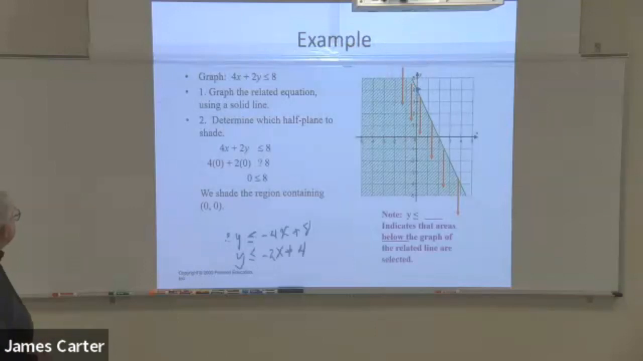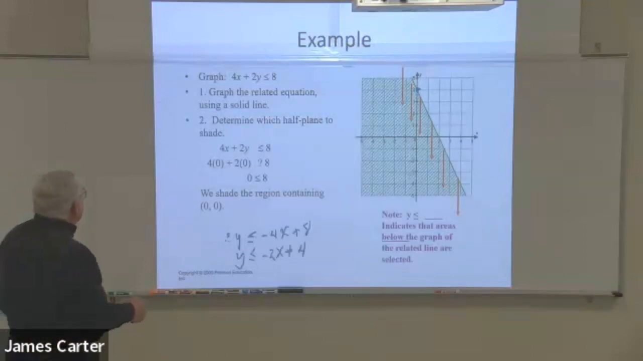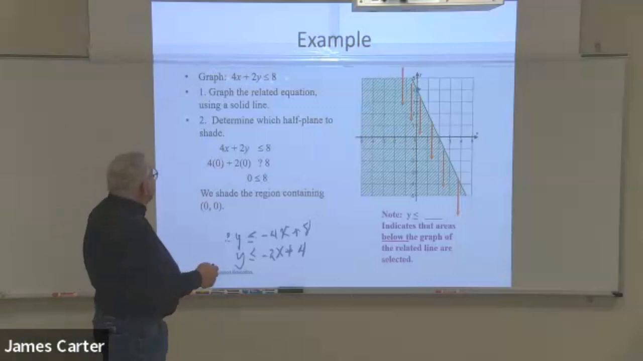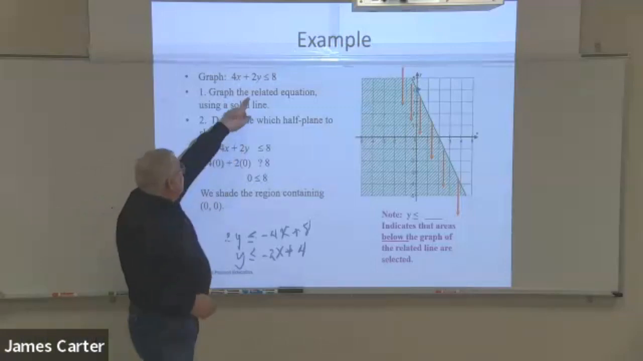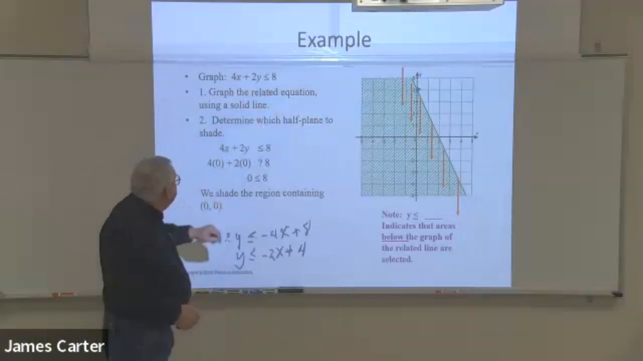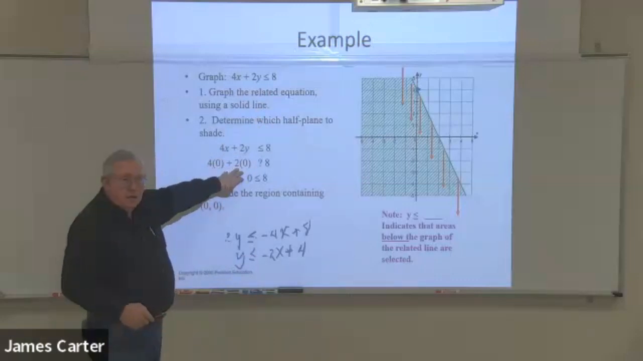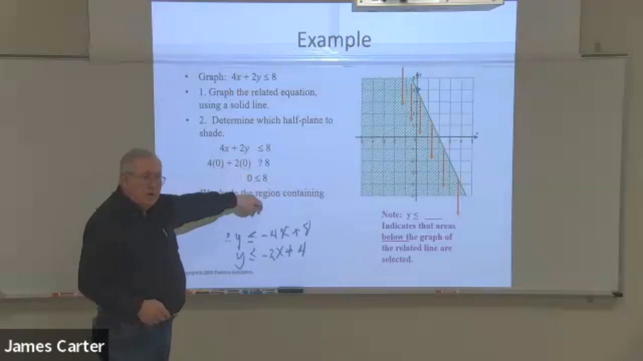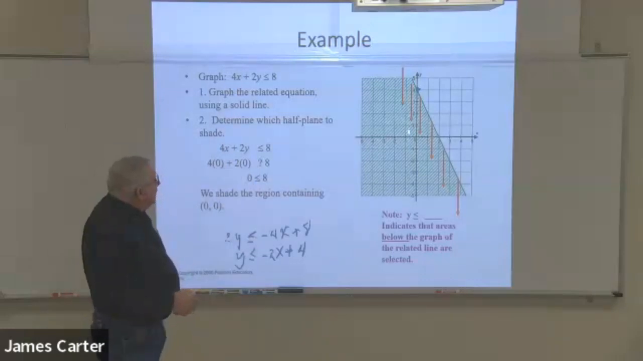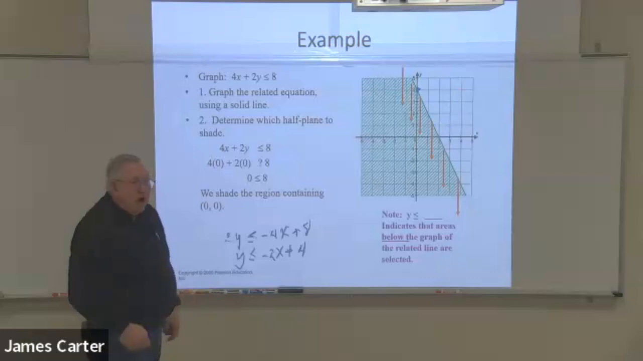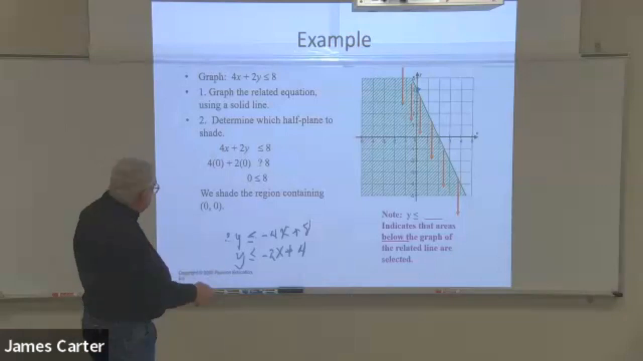Okay, here's another example. This time they gave us the equation in standard form, only with an inequality. Here's what I was talking about, them using the intercepts, where you let x be 0, you let y be 0, and ask whether that point is in the shaded area or not. Well, you know what? We're not going to do it that way. We're going to convert this.